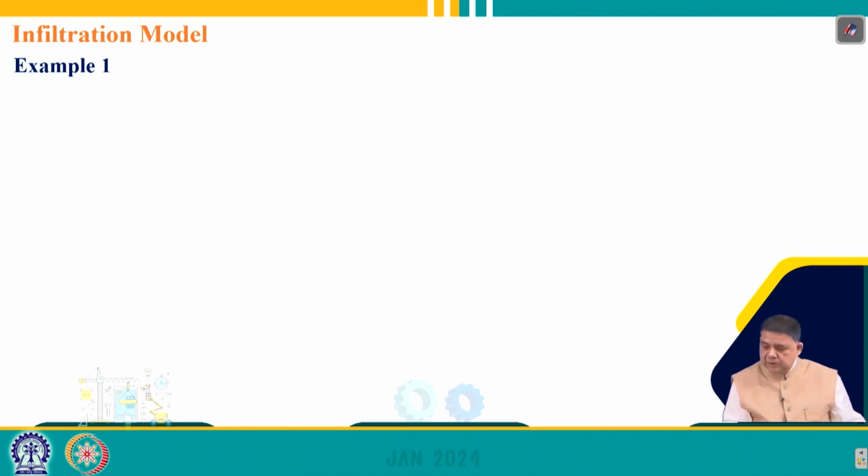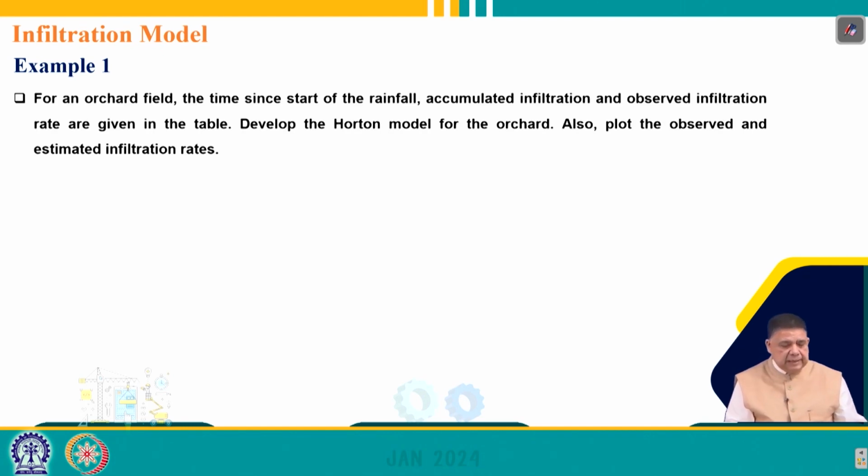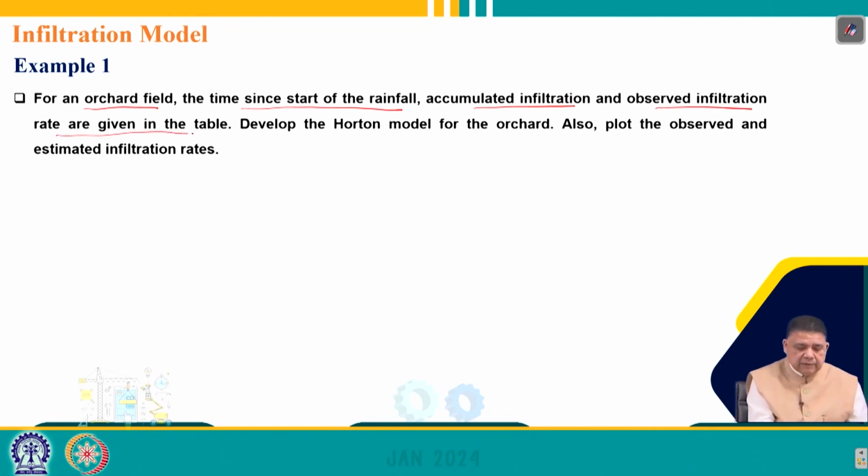Let us take an example to be clear about this. For an orchard field, the time since start of the rainfall, accumulated infiltration and observed infiltration rate are given in the table. Develop the Horton model for the orchard. Also plot the observed and estimated infiltration rates.